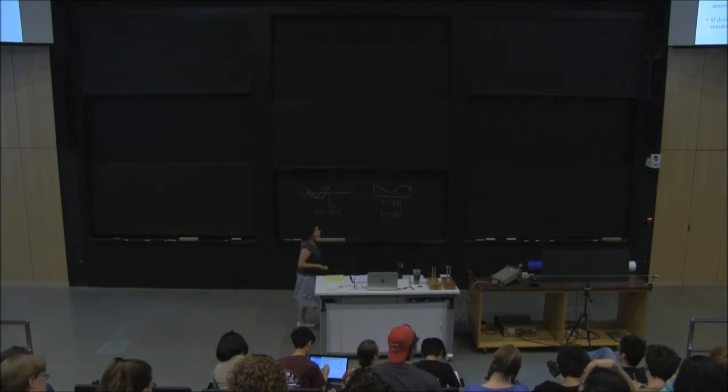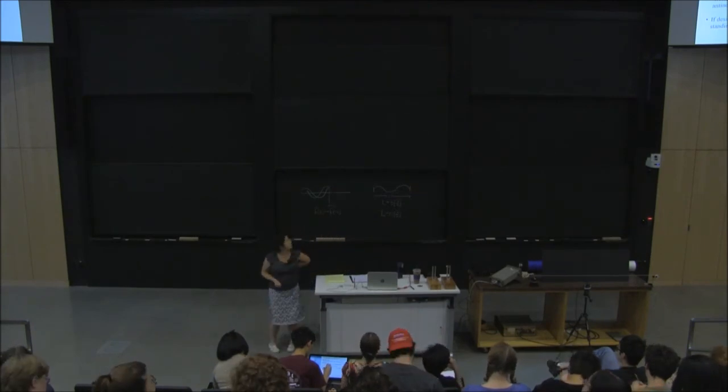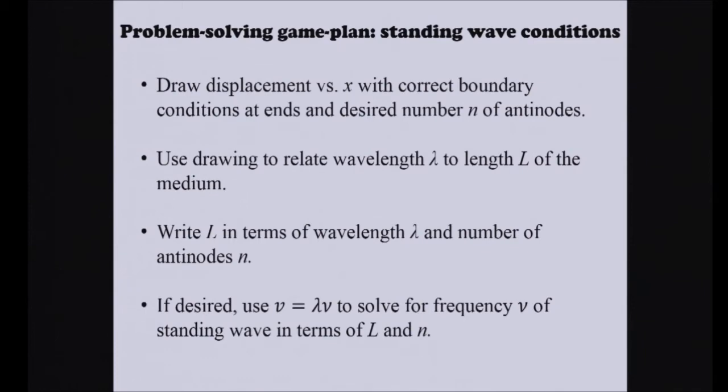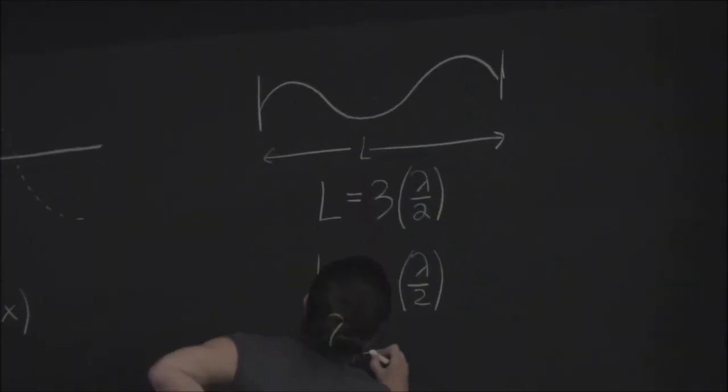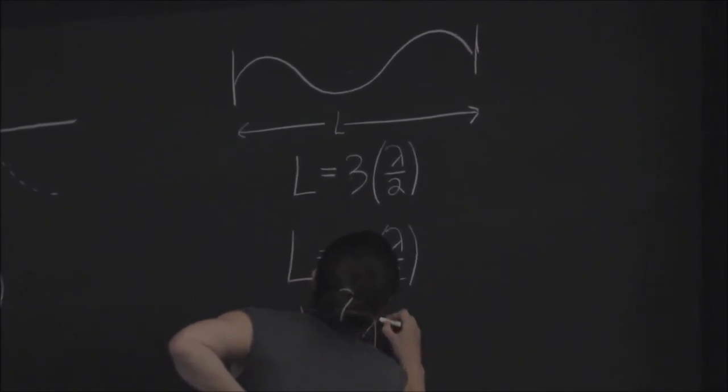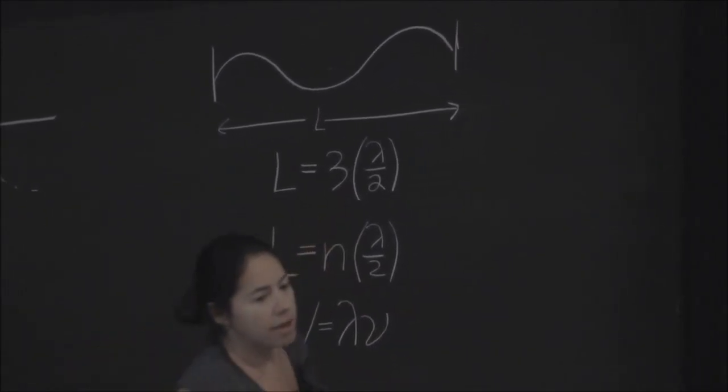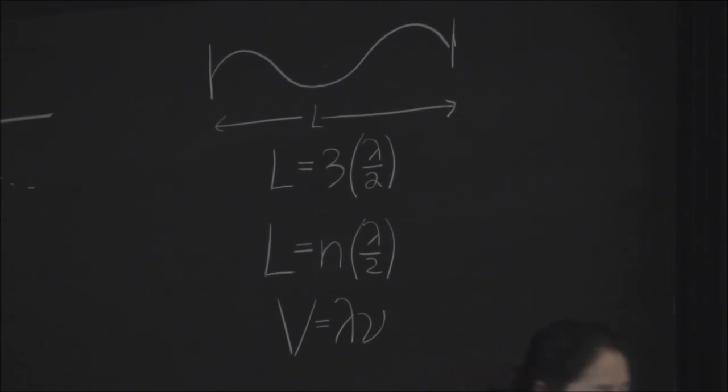Then if we wanted to somehow relate that to the frequency of the string, we would use our equation that the velocity of the wave equals the wavelength times the frequency of the wave. And based on that, we could find a relationship between frequency and wavelength.